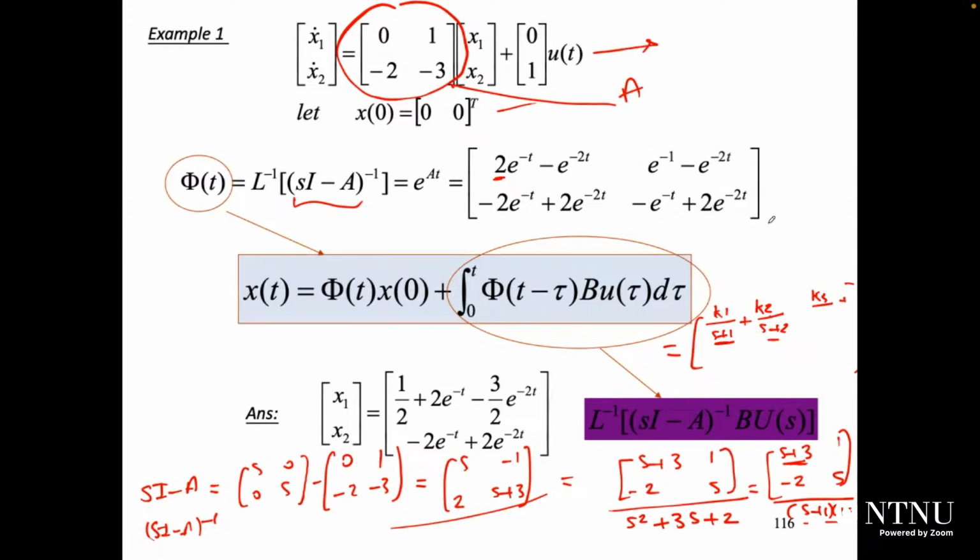Here k1, k3, k4, right? 1, 2, 3, 4. Here k5 divided by s plus 1 plus k6 divided by s plus 2, k7 divided by s plus 1 plus k8 divided by s plus 2. We will do this and get these coefficients, and we will get phi of t. Once you have phi of t, you apply this equation, do the integration, and you will get your x of t. So the solution will be this one, x1 and x2.